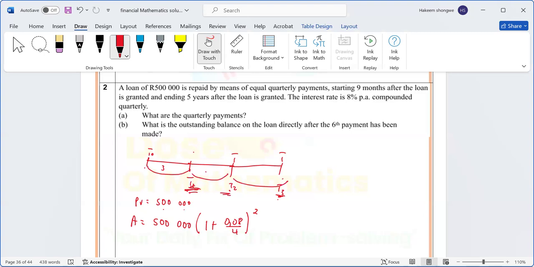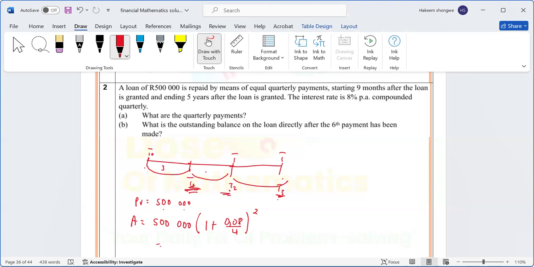It's not monthly, this thing is quarterly. In a year you have 4 quarters. When you start to pay at 9 months, you say 3, 6, 9, then you start to pay. When you skip 3 months, then you start to pay 9 months after.